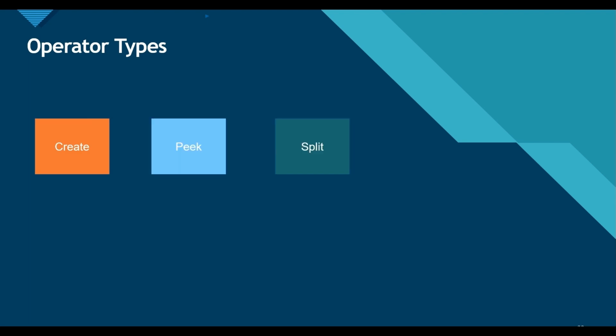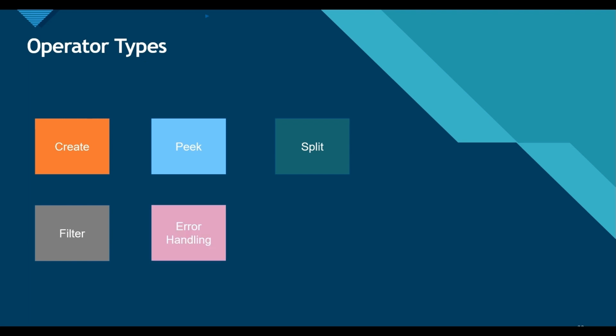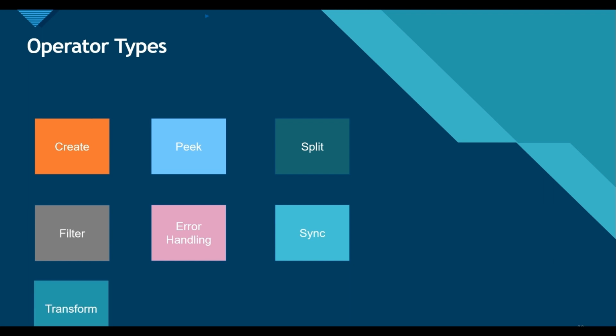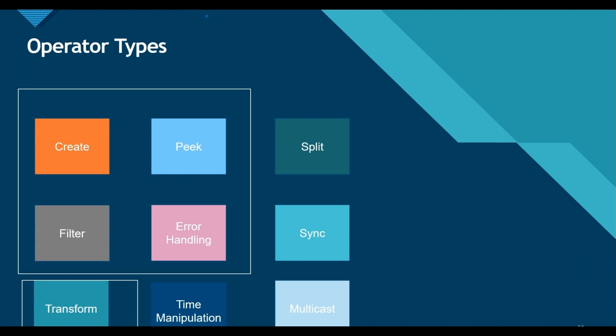Now we will see operator types. There are tons of operators that we can use, and they are separated into various categories. We can create the data streams, peek into them, split them, filter them, introduce error handling, and turn the reactive operations into synchronous ones. We can transform them, manipulate them, and multicast data to multiple subscribers as well. But we will focus mainly on the highlighted operator types.